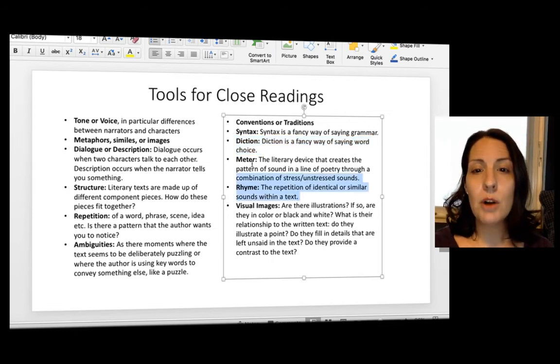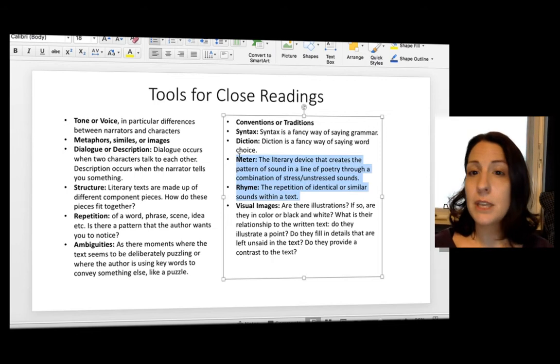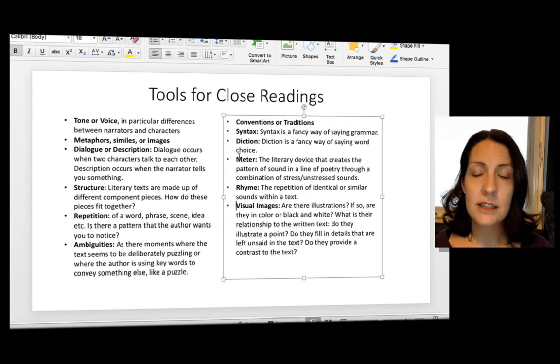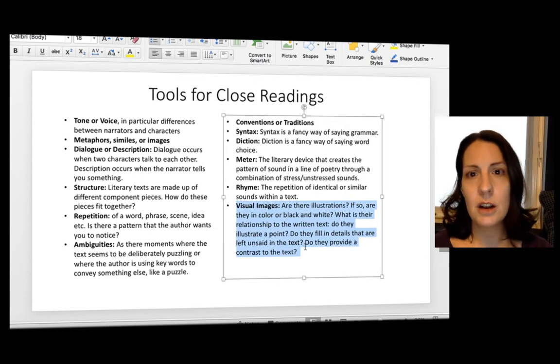When we're examining poetry, we can also look at meter. Meter is a literary device that creates the pattern of sound within a line of poetry through the combination of stressed and unstressed words. We can also look at rhyme in poetry, which is the repetition of identical or similar sounding words within a given poem. And then finally, we can look at visual images.